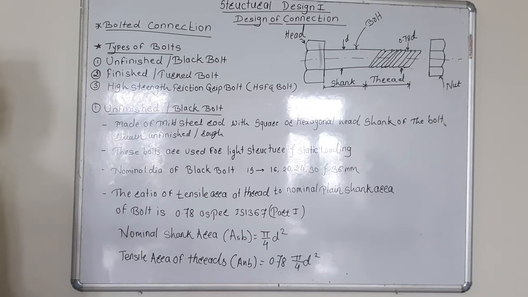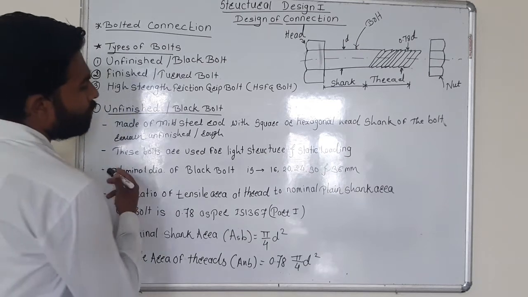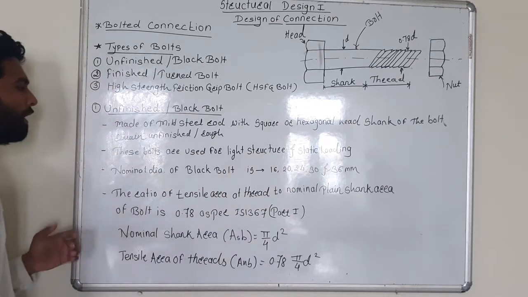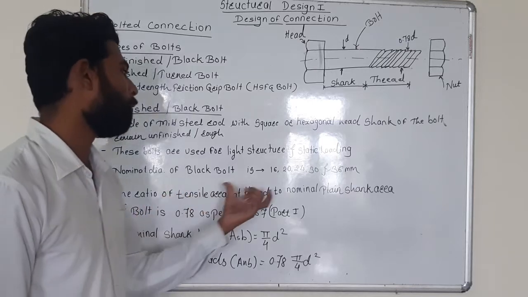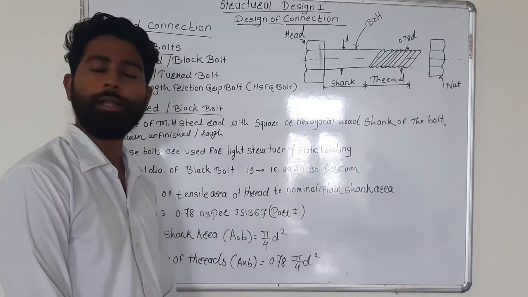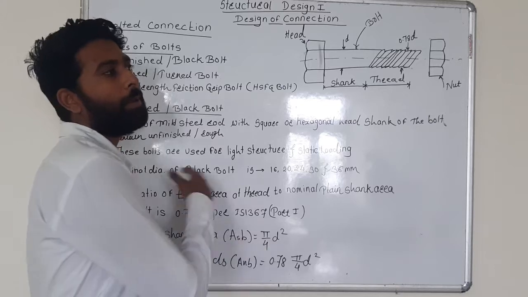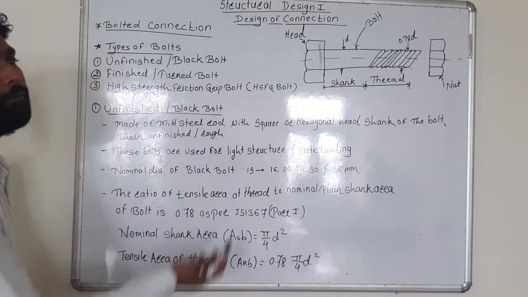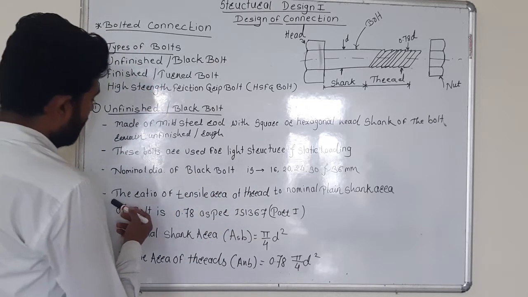So generally the black bolt is used for light structures and static loading. The nominal diameters of a black bolt are 16, 20, 24, 30 and 36 mm. These are the diameters available in the market for black bolts.